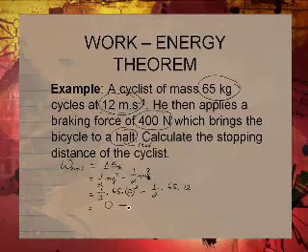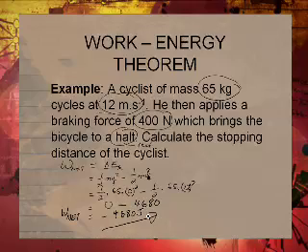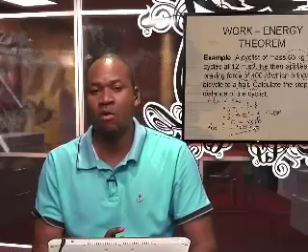So this will be equal to minus, and we shouldn't forget that this must be squared. So we work it out as half of 65 times 12 in brackets, you square that one, and the kinetic energy is that. Therefore, W net equals minus 4680 joules.